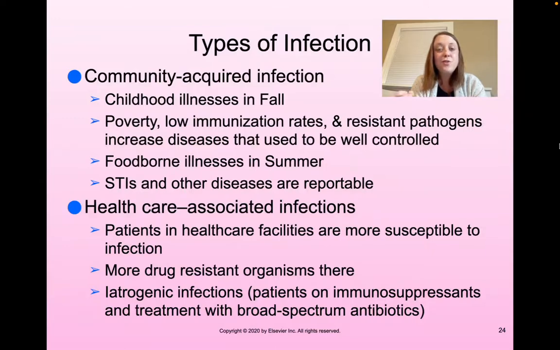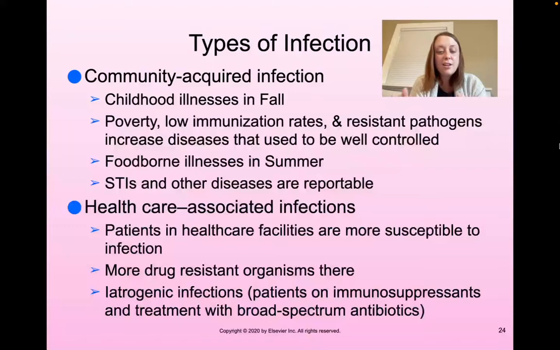Another example is foodborne illnesses go up in the summer. People are barbecuing, they're not necessarily keeping their meats in the fridge, they're sitting out for too long, it's hot, stuff like that. That increases the cases of foodborne illnesses in the summer. And then other things to keep in mind is that sexually transmitted infections, as well as many other diseases, are reportable. So when we're encountering certain diseases, it's the job of the providers to make sure that they are reported to the proper authorities.